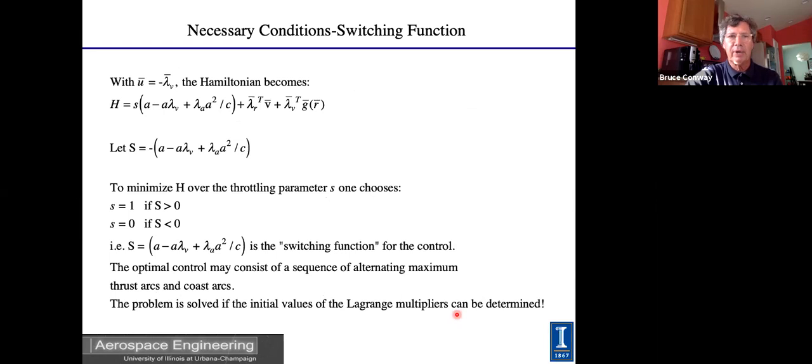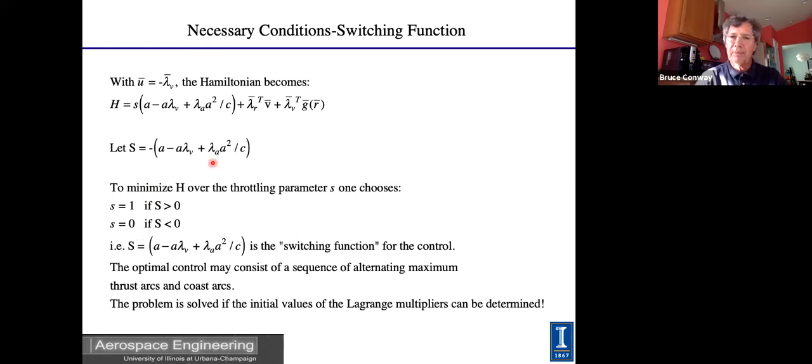Now, how about the throttling parameter? Well, this is just, if I let u be the negative of the lambda V, here's the Hamiltonian. And now the question is, what's the optimal value of the throttle parameter? Well, suppose we define what we call the switching function as the negative of this quantity that multiplies the throttle parameter. Then you can see that to minimize the Hamiltonian, what you want to do is you want to use maximum thrust if this quantity is positive, and no thrust if that quantity is negative.